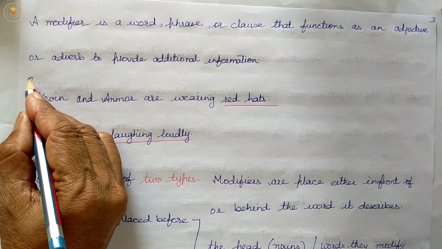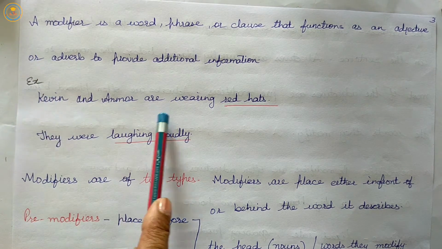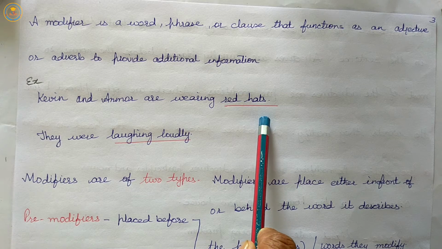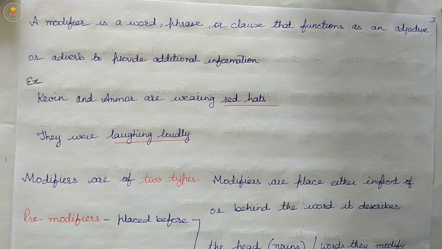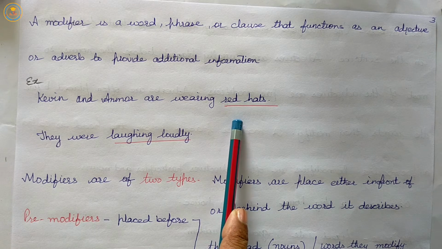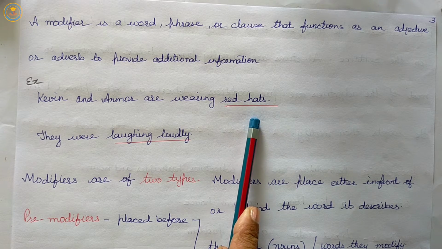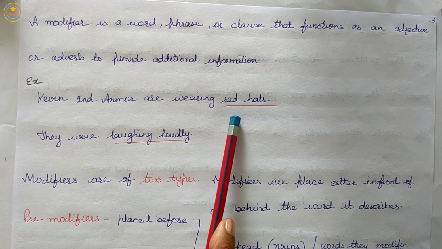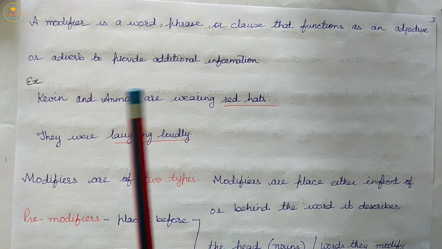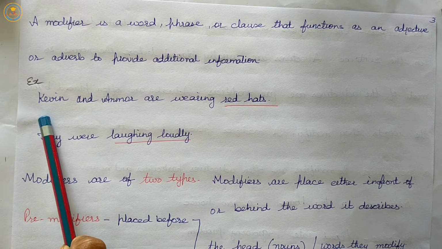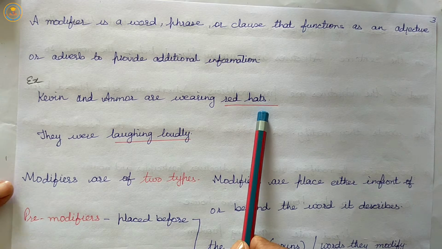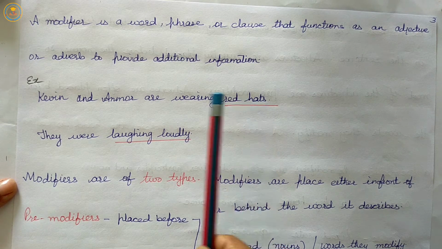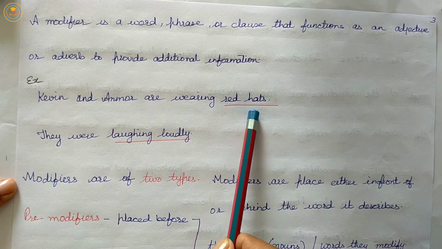Let us see the example here. Kevin and Anmol are wearing red hats. So here, red hats, the adjective red is a modifier describing the noun hats. Listen carefully. Kevin and Anmol are wearing red hats. So here in this sentence, the adjective red is a modifier describing the hats.